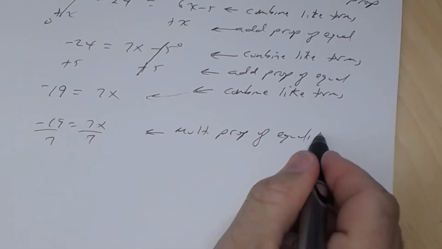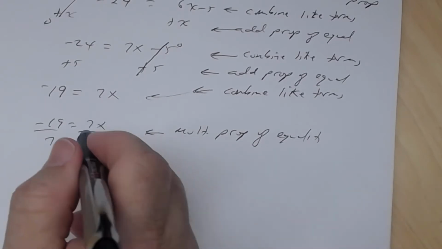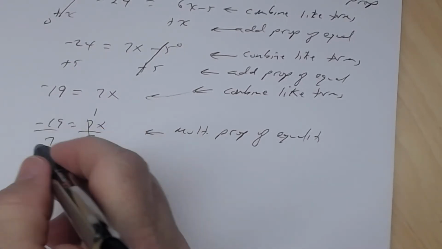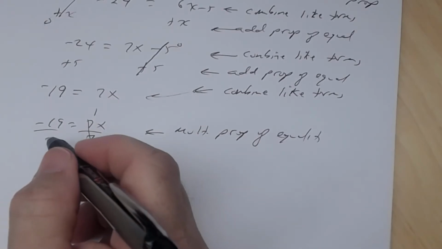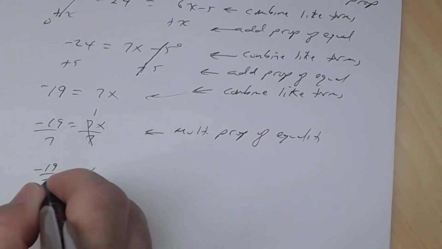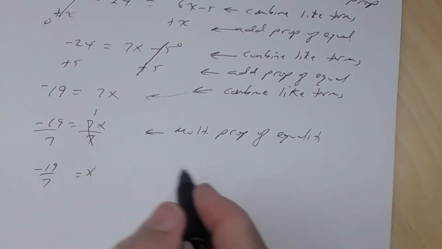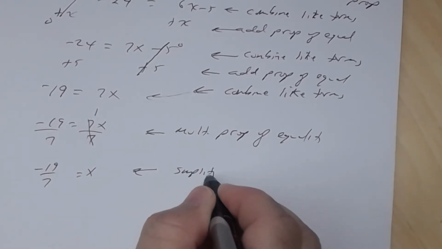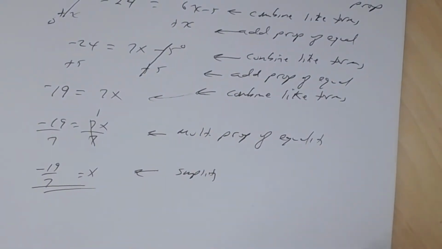Okay, now once I divide both sides by 7, the next step is to simplify. 7 divided by 7 is 1. 1 times x is x, equal, and then I cannot simplify this, so just leave it as an improper fraction, negative 19/7. So to get to that point, I simplified. All right, so there's your answer.